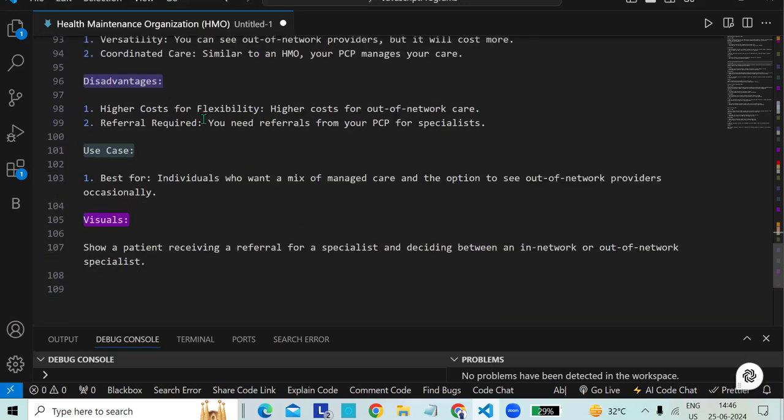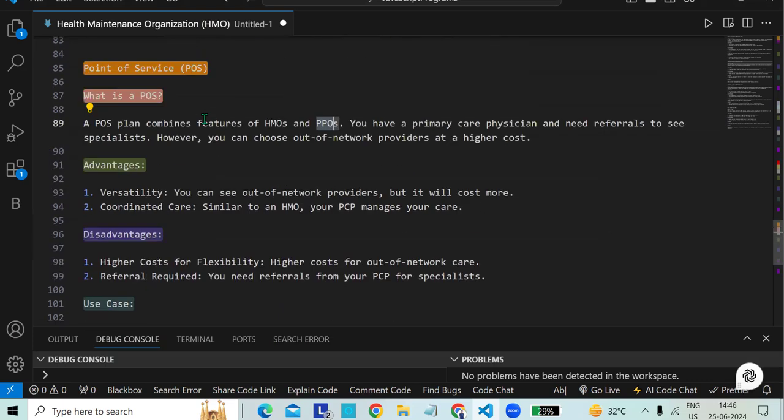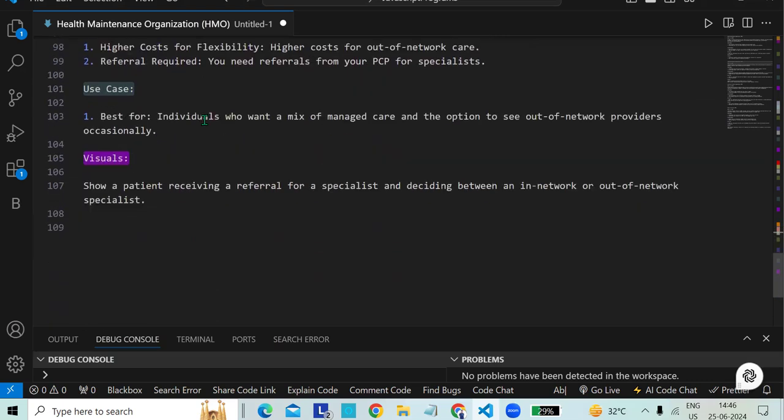And the use case: individuals who want a mix of managed care and the option to see out of network providers occasionally. So you don't want to go out of network frequently, but occasionally. Those people can choose this point of service plan.